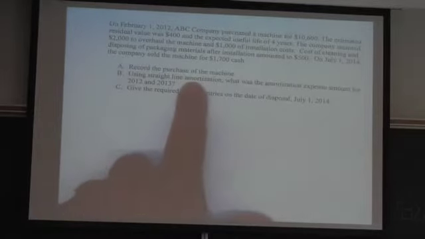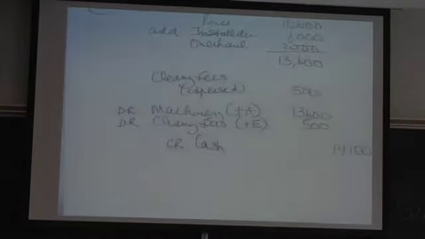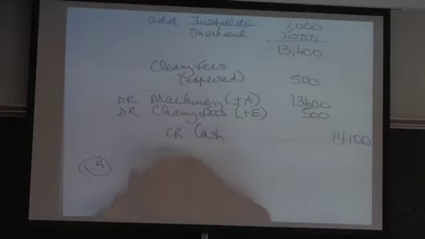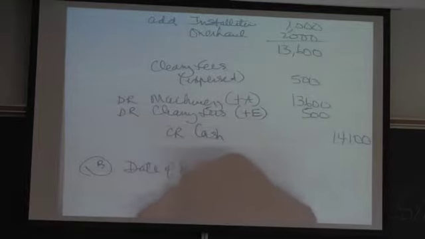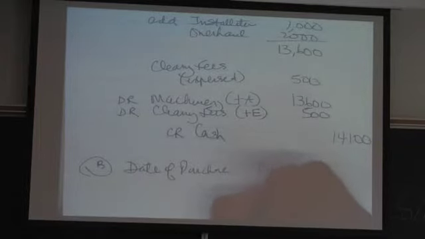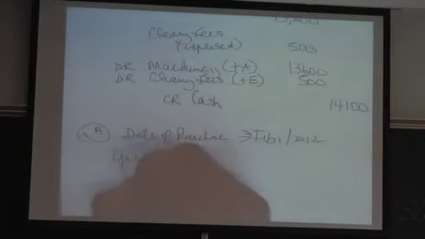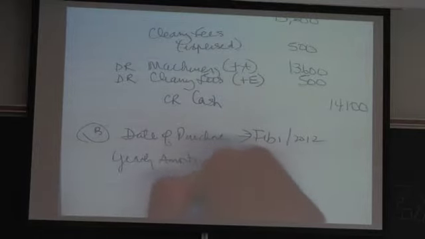Now, the second part of the question says, using straight line, what is the amortization expense for 2013 and 2014? Now, this asset was purchased on February 1st, 2012. We have to be mindful of that date because we need to prorate the first year of amortization. So first, let's calculate the yearly amortization expense.